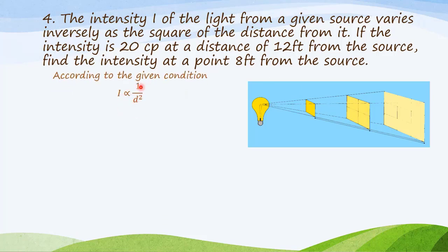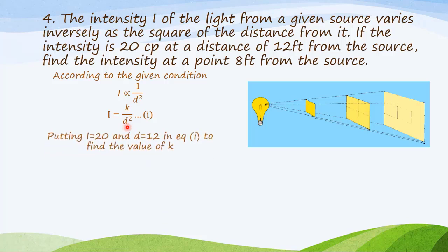intensity is inversely proportional to the square of the distance from the source. We can replace the sign of proportionality by K and get a new equation. Intensity of light is equal to K over distance square. We call this equation 1.